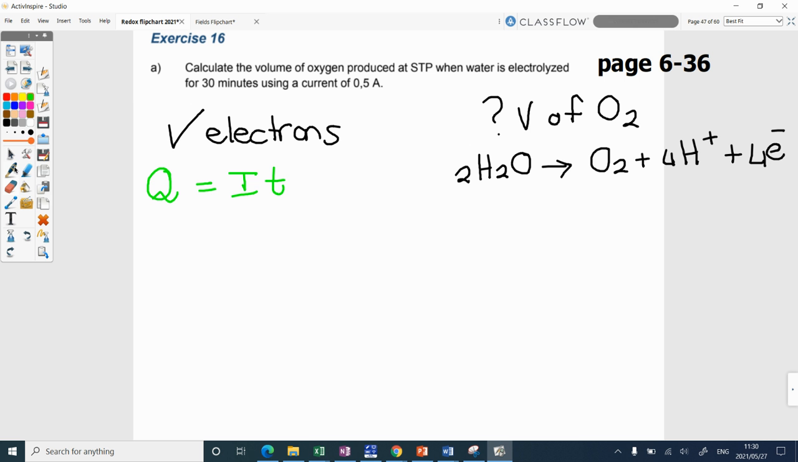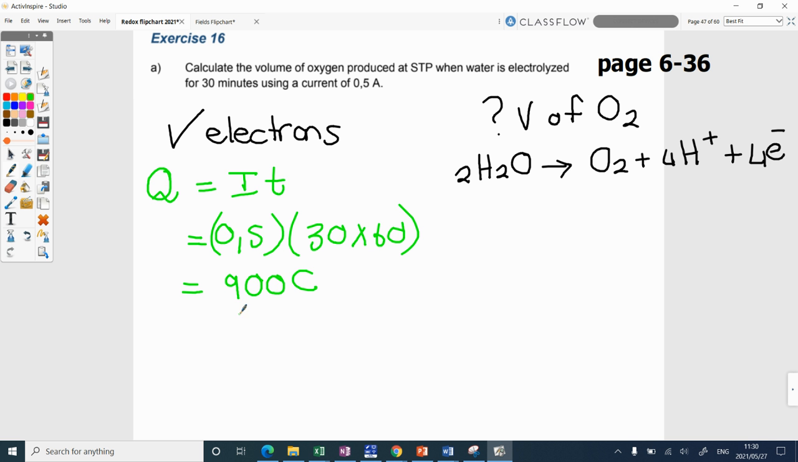Okay, this is the one that you guys did, right? So they gave us information about the electrons. I think all of you started with Q equals IT. So you said I is 0.5 times the time, which is 30 times 60. That gave you a Q value of 900 coulombs, nice.